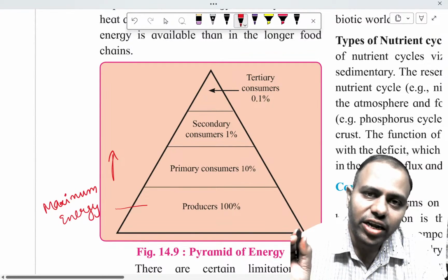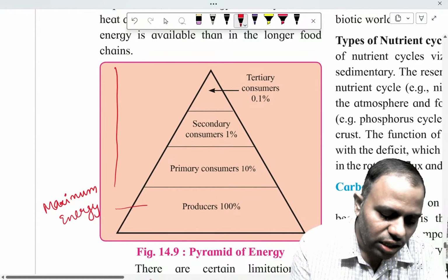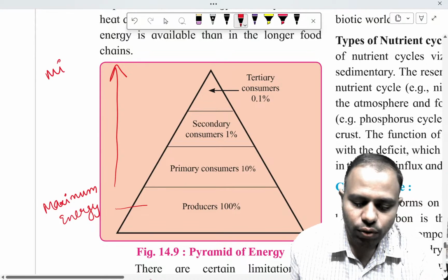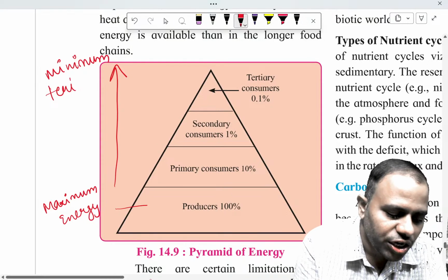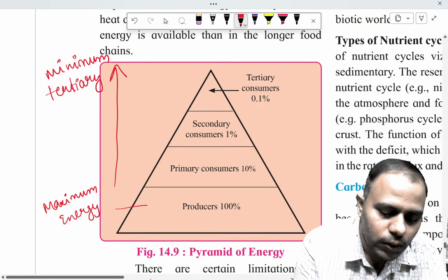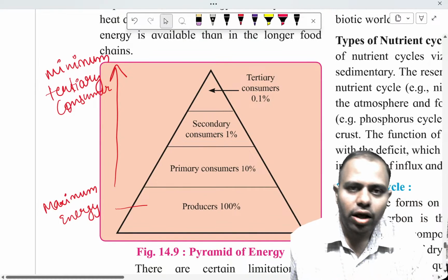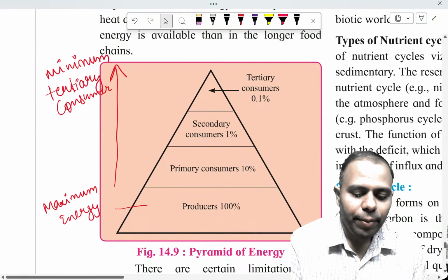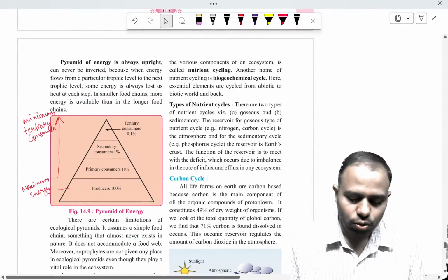So the energy level always starts decreasing as we go up the trophic level, okay. And the energy is minimum at the tertiary consumer level, okay. So this pyramid of energy is always upright, remember. It is like that only. It remains always upright, okay.